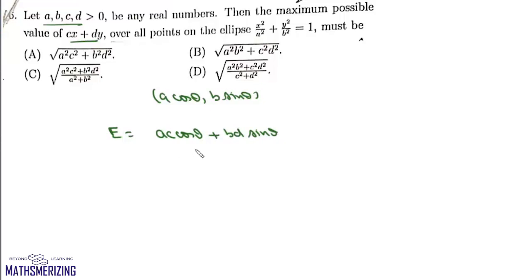Now this is A cos theta plus B sin theta, and we know that this is always less than or equal to under root of A square plus B square. So here in this case, it will be a square c square plus b square d square. So the maximum possible value of this expression will be under root of a square c square plus b square d square, and that's your option A.